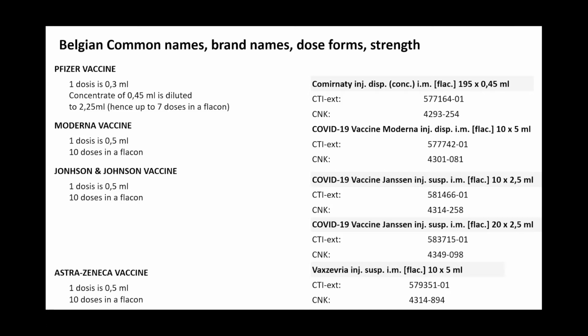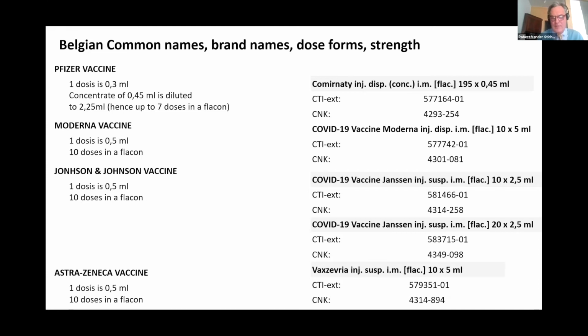What are CTI and CNK? These are the national identifiers. One is for the pharmacy system and one is from the regulatory system. So we have, for each of these COVID vaccines, national identifiers in place.